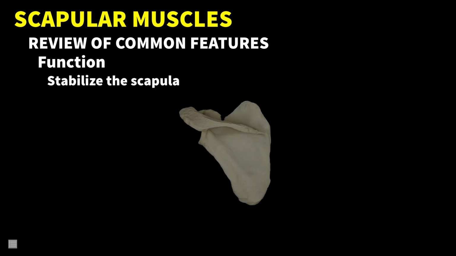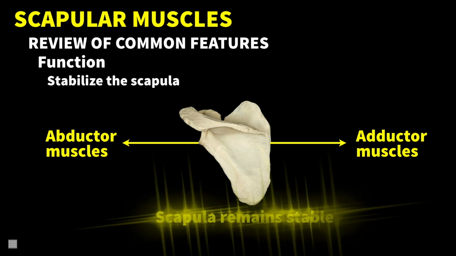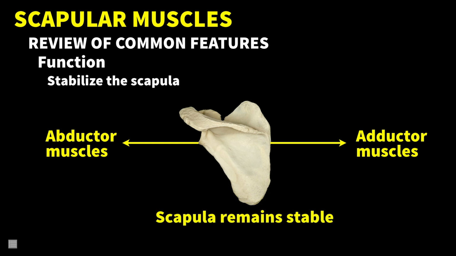In addition to anchoring the limb to the body, the muscles stabilize the scapula, so other muscles can function more efficiently. This is made possible as opposing muscles work together to hold the scapula steady. For example, if the adductor muscles contract at the same time as the abductor muscles, then their movements are canceled by one another and the scapula is held perfectly stable. This then completes our study of the scapular muscle group.